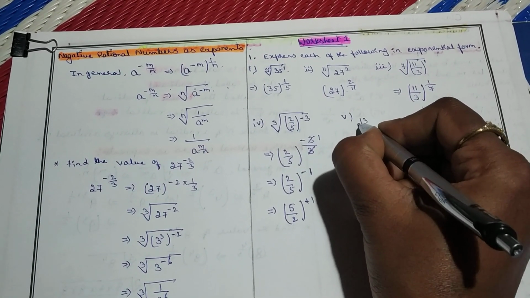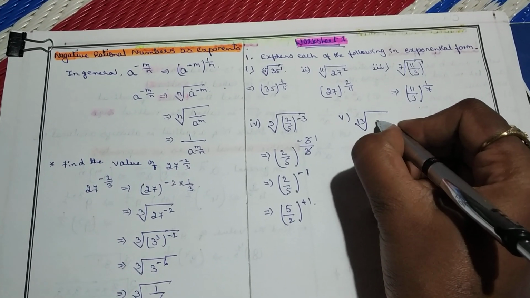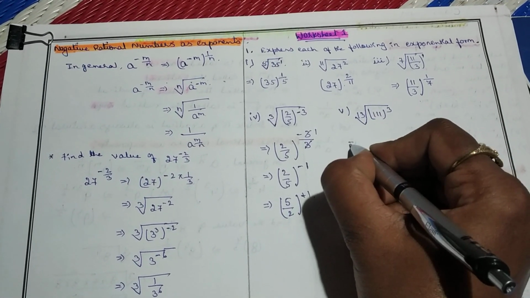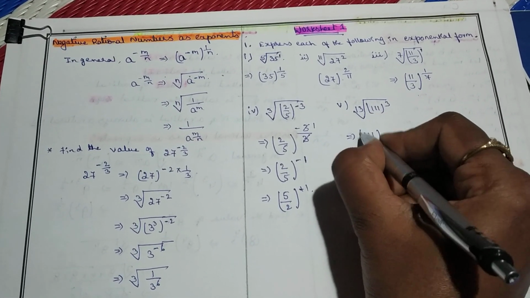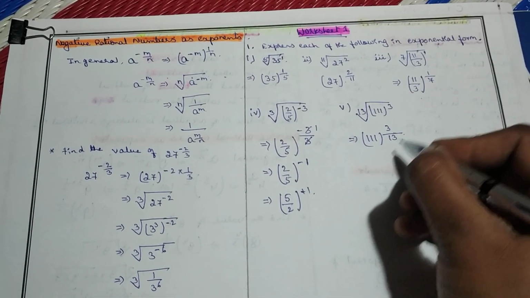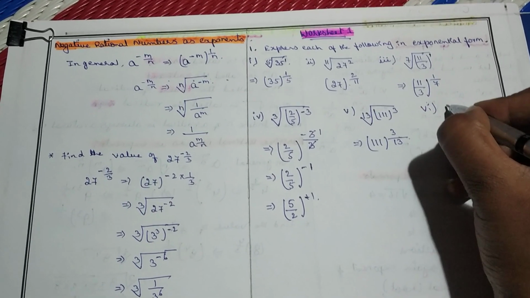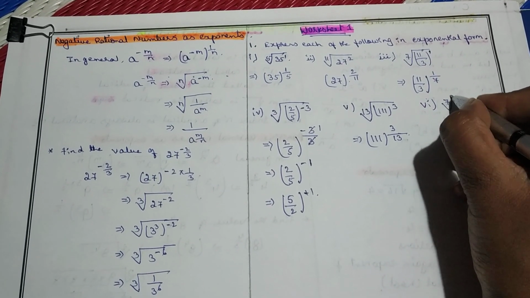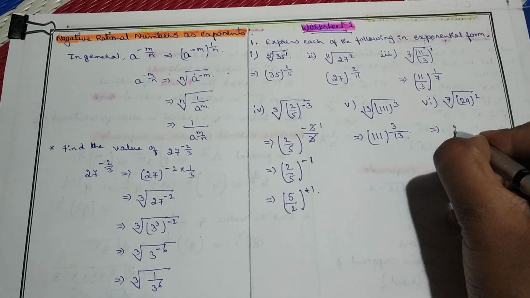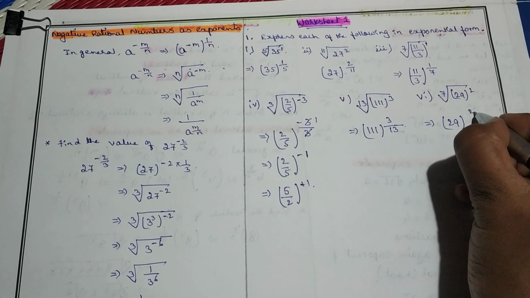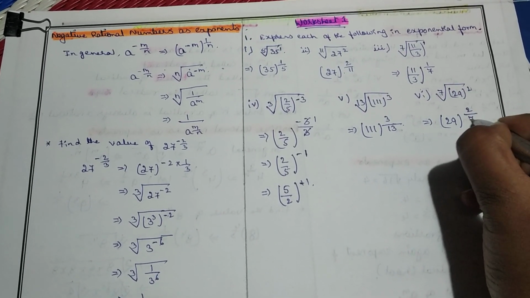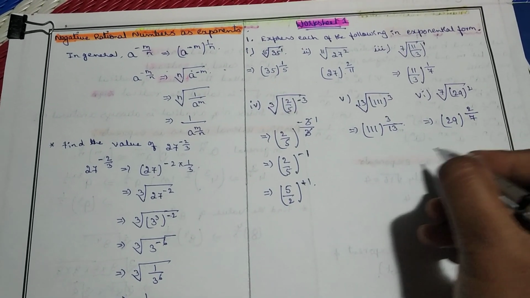Next, fifth question: 13th root of 111 whole to the power of 3. Then 111 whole to the power of 3 divided by 13. Next, sixth question: 7th root of 29 to the power of 2. Then I can write it as 29 to the power of 2. This remains as the power, and this index will go to the denominator. So 2 by 7: 29 to the power of 2 by 7.